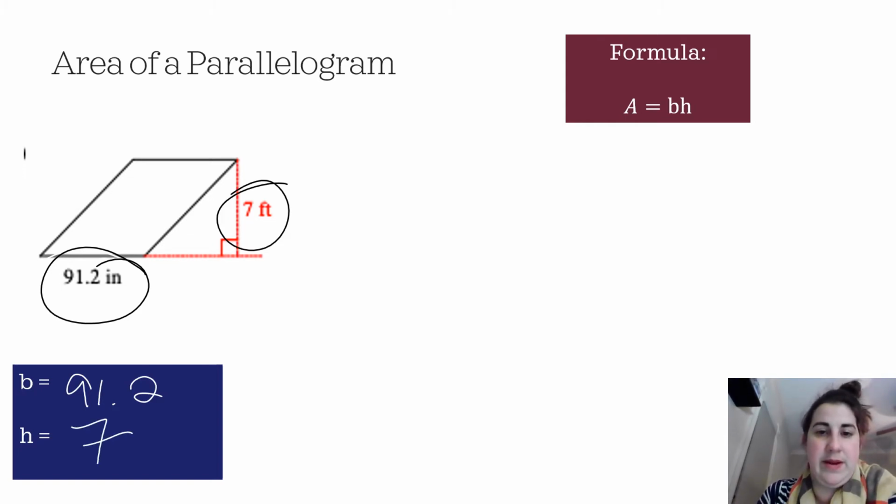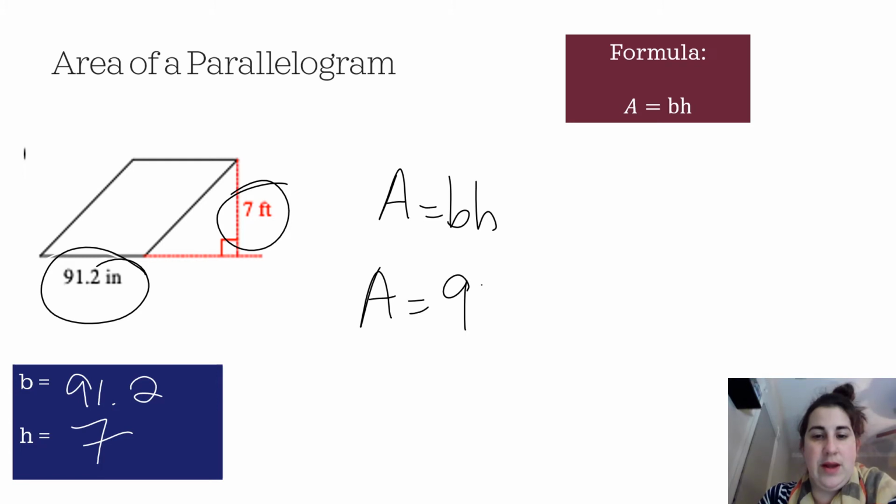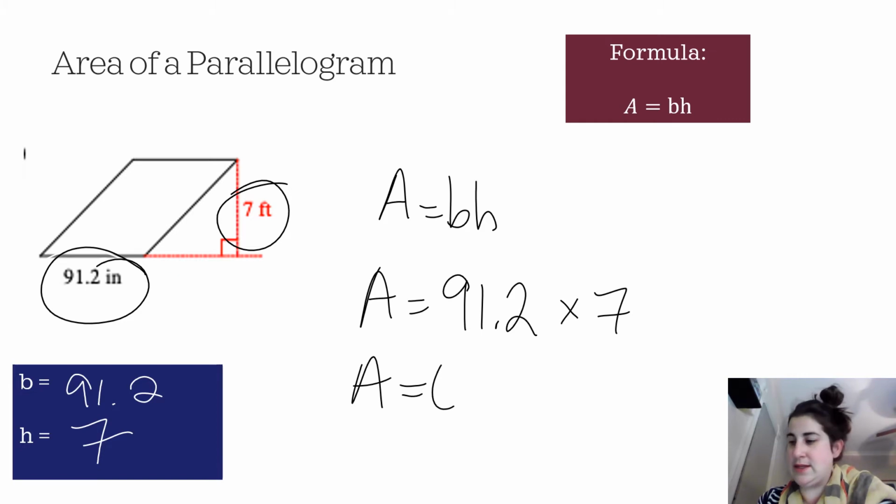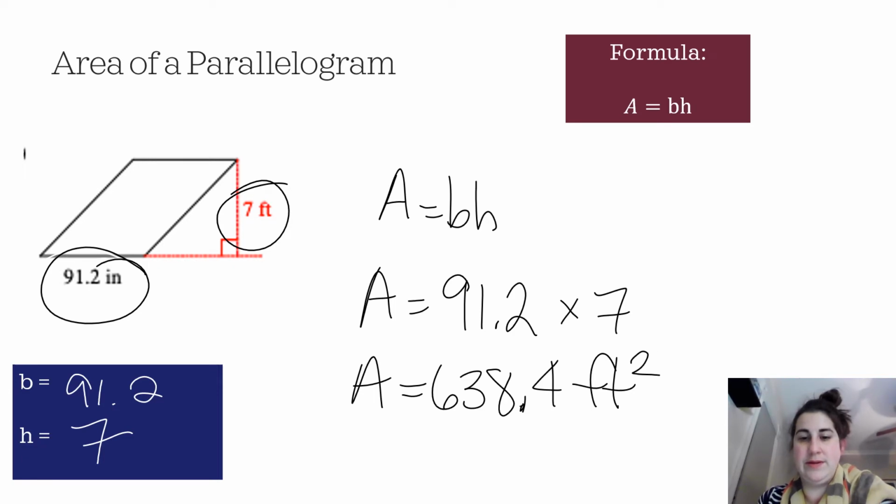So, put it in my formula, area equals base times height. So, I'm doing 91.2 times 7 feet. Put that in my calculator, 91.2 times 7, and I get my area is 638.4 feet cubed.